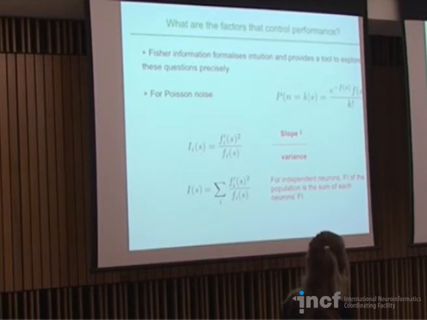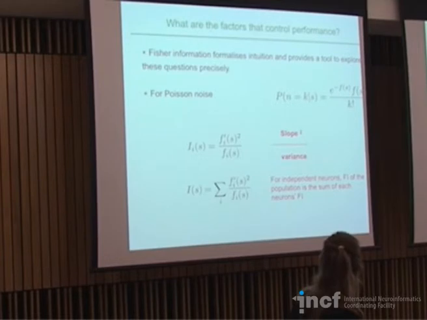So Fisher information for a given stimulus, as I've told you, and in a given neuron, is related to the slope of the tuning curve of that neuron for that stimulus, so how steep the tuning curve is around that stimulus, over the tuning curve for this stimulus. So the mean response, which is also here equal to the variance. So Fisher information is really related to the slope of the tuning curve over the variance for a given stimulus, for a given neuron, sorry.